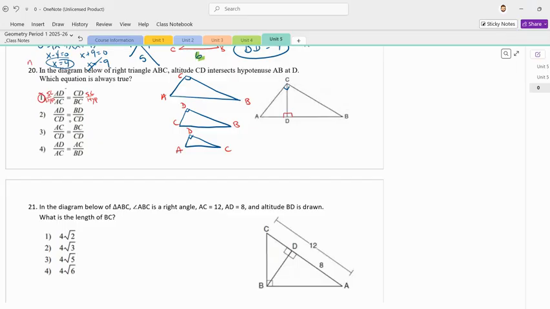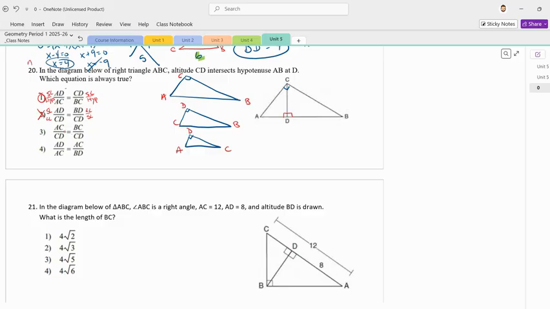If you look at number 2, now we're going to look at AD. Well, AD looks like it's on this side. That's the short leg. And CD is the long leg. And so this triangle is short leg over long leg. So is this in the same order? And this is BD over CD. So this is actually long leg over short leg. This is in the wrong spots, right? These are upside down. So this doesn't work.